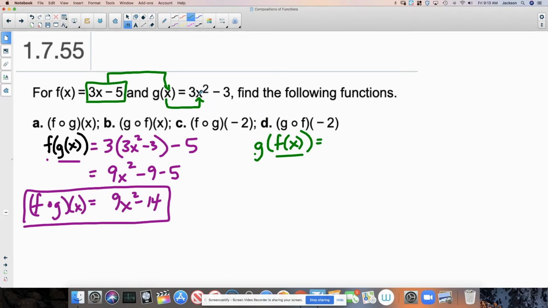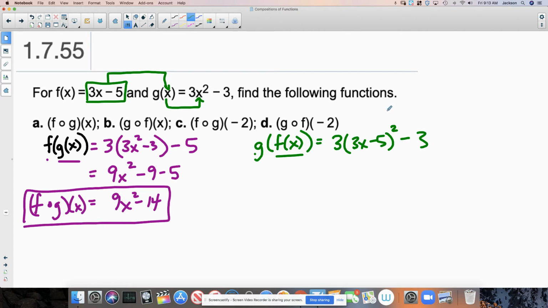So if I look at what g looks like, there's a 3. Then I have the input. Well, the input here is 3x minus 5. That input is squared, so I have to square this. Then I have to subtract 3. And I wish I could tell you that it's as simple as taking this 2 and distributing it into this binomial, but friends, that does not work.